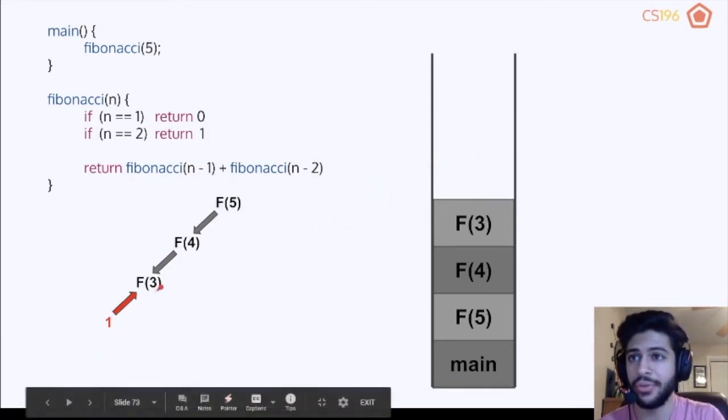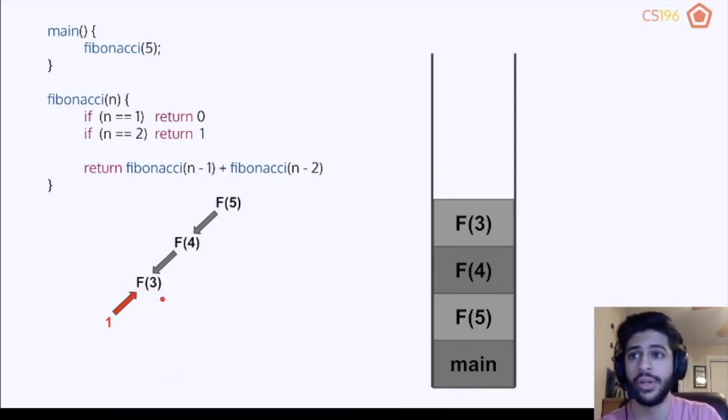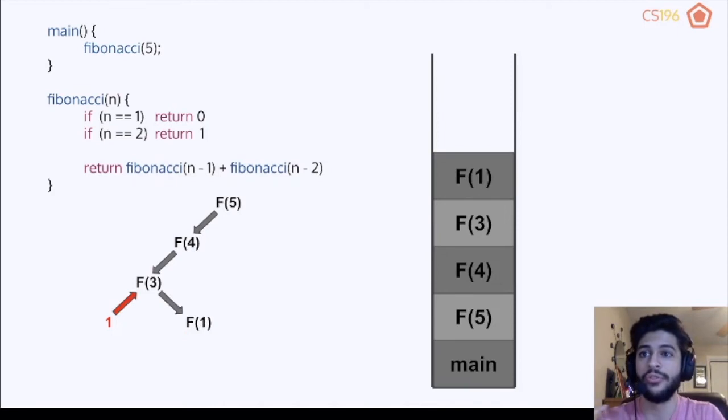So f of 3 is now able to use the result of f of 2, and since we have that, we can now compute Fibonacci of n minus 2 because this function call on the left has resolved. So what is Fibonacci of n minus 2? Well, that will be 3 minus 2, which is 1. Fibonacci of 1 is one of our base cases, so we return 0.